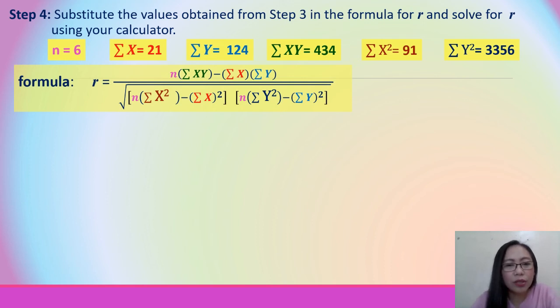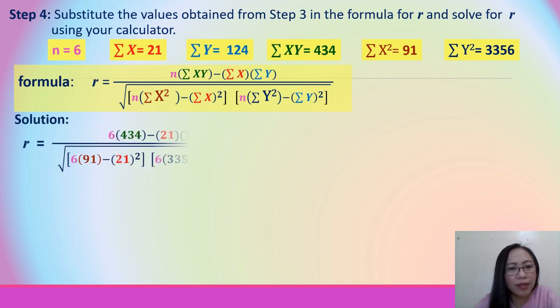Okay, and recalling our formula, R is equal to N times summation of XY minus summation of X times summation of Y, all over the square root of the product of N times the summation of X squared minus the square of the summation of X, and N times the summation of Y squared minus the square of the summation of Y. Again, please do not be confused by this formula. We just have to substitute the values that we have here. So now we start substituting.